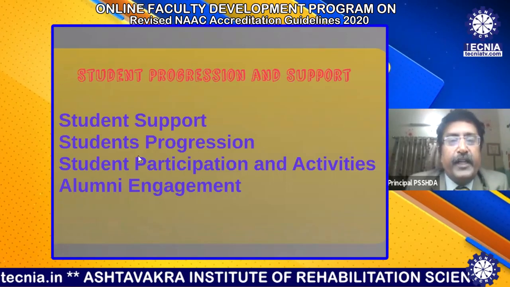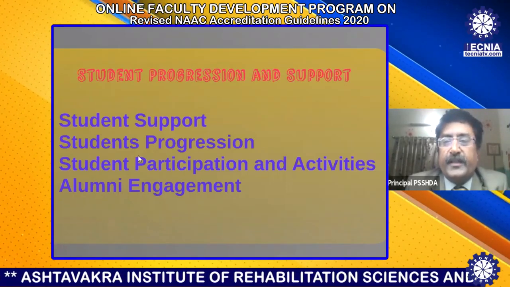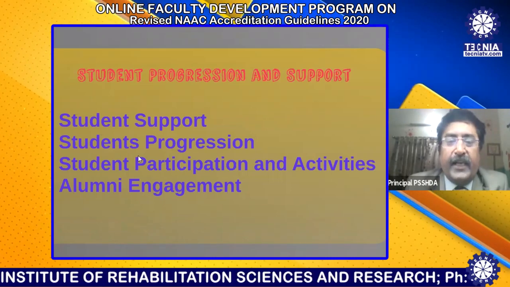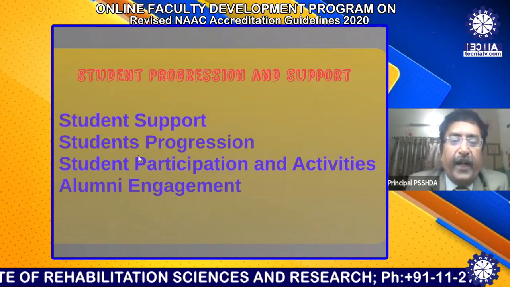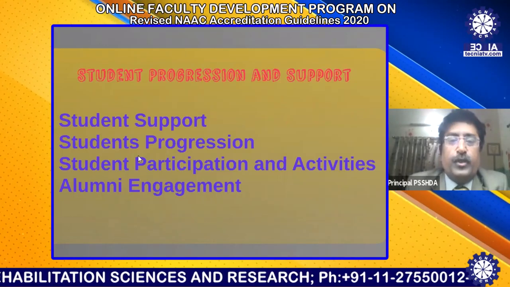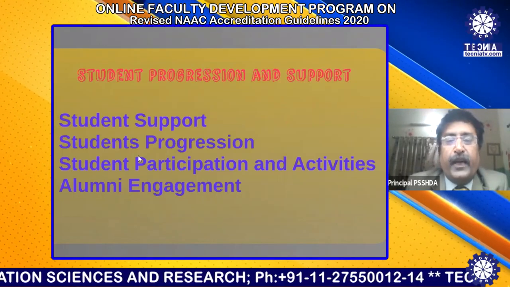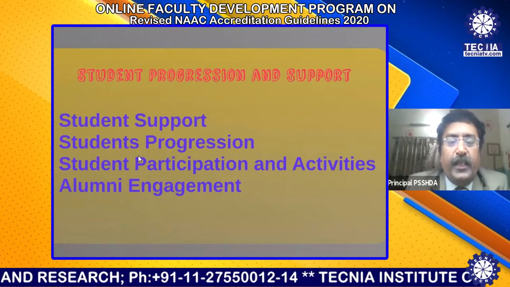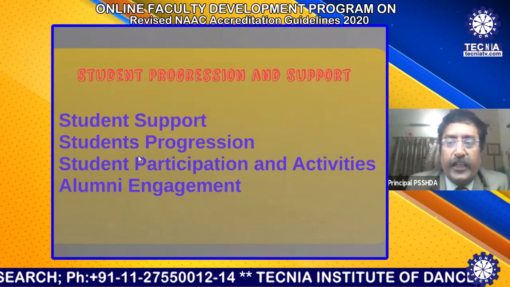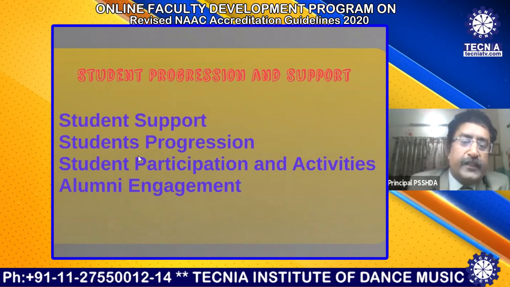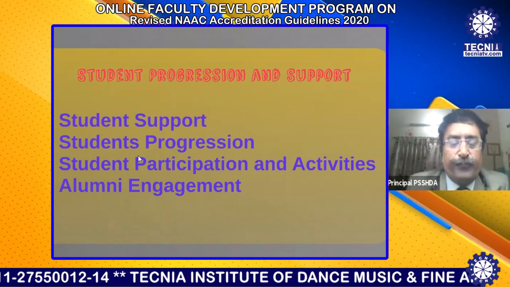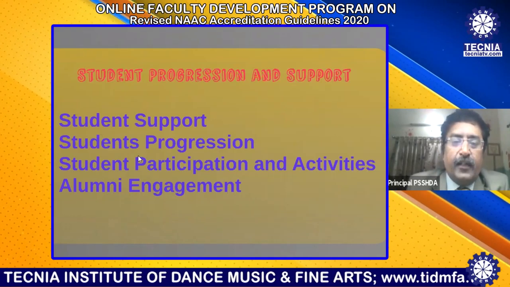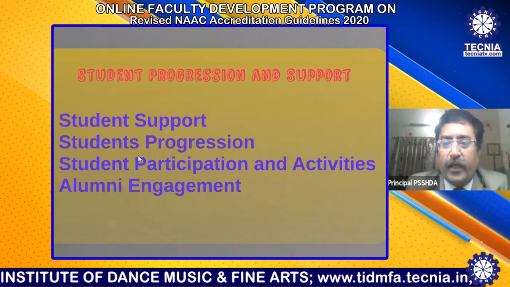Now for criterion 5, students progress and support. These 12 metrics are divided into 4 parts: student support, student progression, students' participation in activities, and the fourth one is alumni engagement. So these are 4 key indicators, and all these 12 metrics are divided into these 4 key indicators. See, indicators are very easy. Just as per the name, we have to collect all the documents.